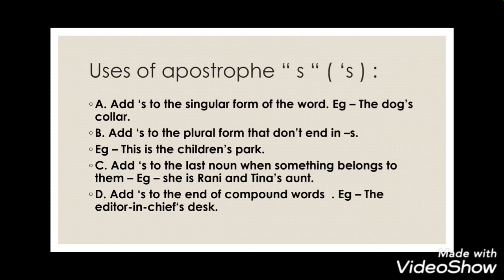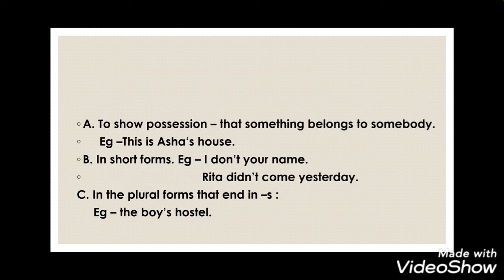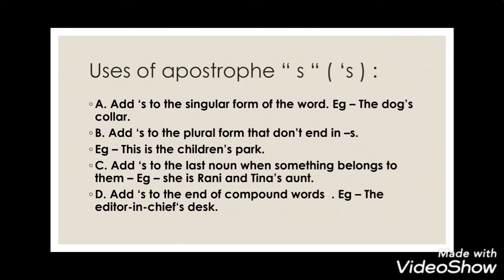Now the uses of apostrophe s. The earlier ones were regarding the apostrophe only, and here it is apostrophe s. Number 1 is add apostrophe s to the singular form of the word. Say for example, the dog's collar. Here the collar refers to the dog, and it is a singular form. That's why we have to put apostrophe s here.